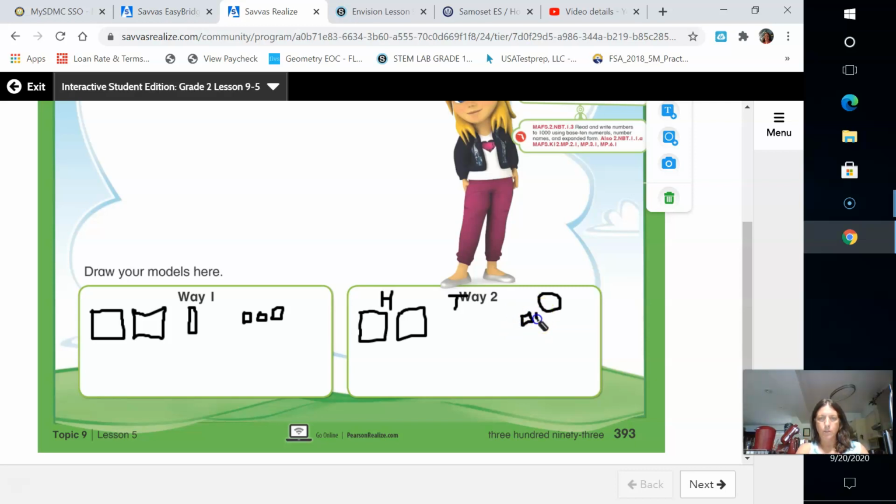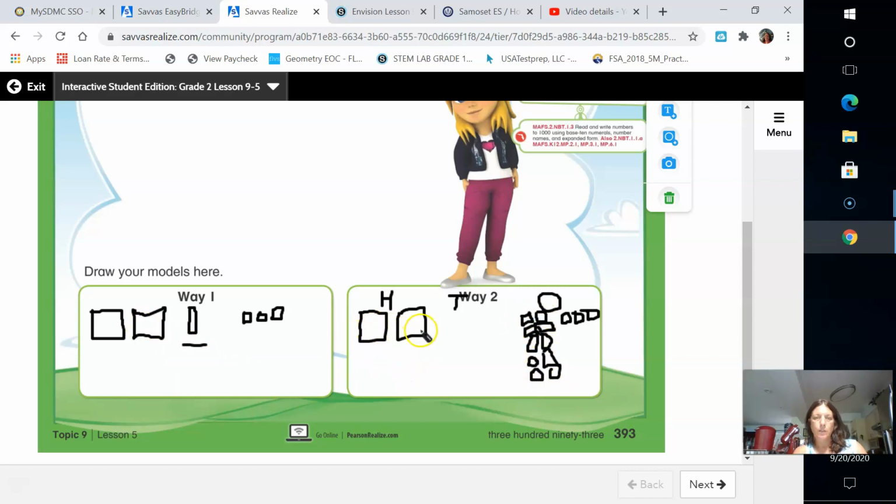1, 2, 3, 4, 5, 6, 7, 8. I can't tell you how hard it is to draw with this thing. 9, 10. And then we still have these 3 that were already there. They didn't go anywhere. They're still there. 1, 2, 3. The only thing we moved was this 10 block. We turned it into 10 ones.